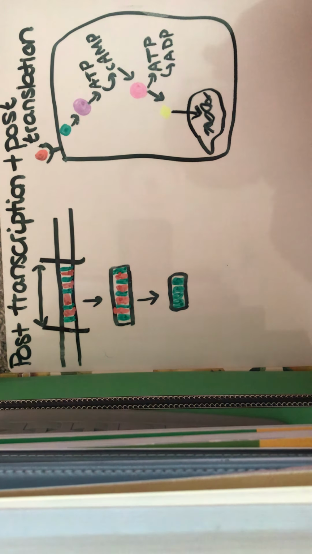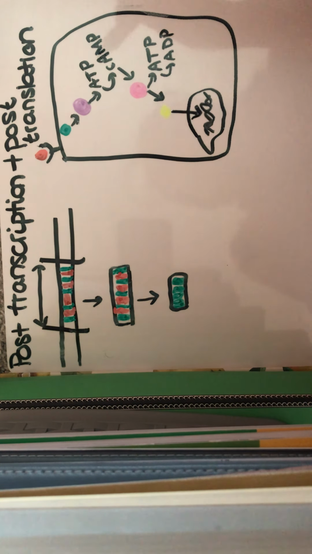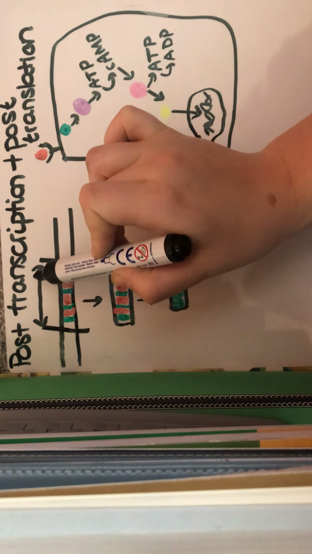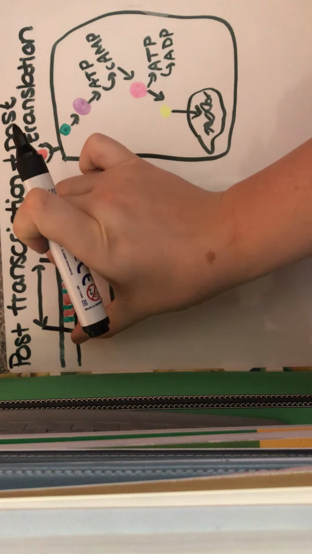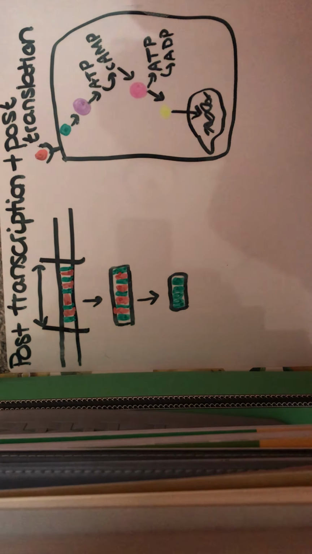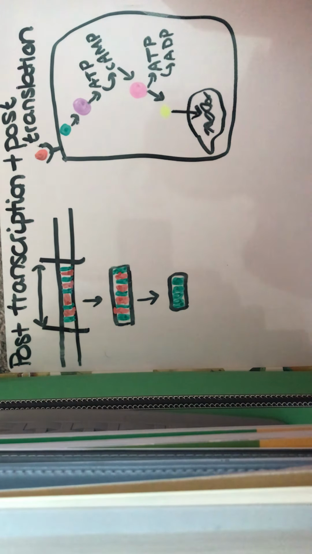So here we've got our region of DNA. And we've got this part, which is our transcription unit. This is the part of the DNA that we're interested in. So all of the DNA of the gene, both the introns and exons, are transcribed.